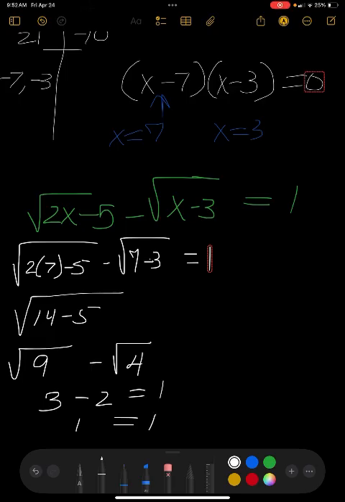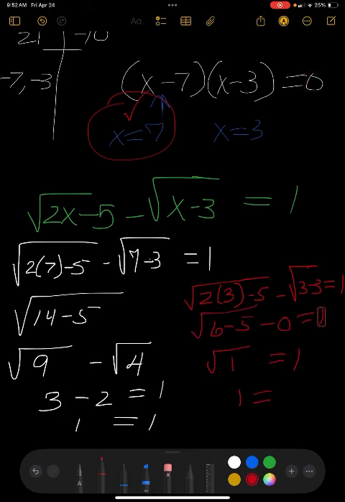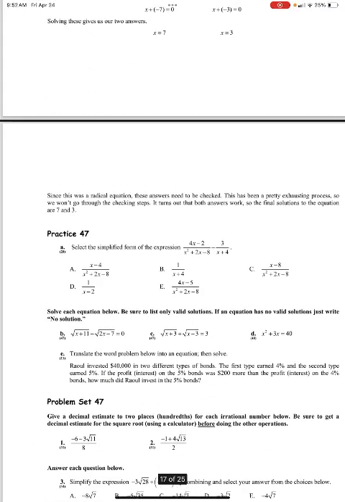All right, so that one worked. Let's try the other one. So 7 is a solution. So for the other one, square root of 2 times 3 minus 5 minus square root of 3 minus 3 is 1. So 6 minus 5 minus, this is going to be 0. So square root of 1 equals 1. All right, so both of those solutions worked there. So neither one of them are extraneous solutions.